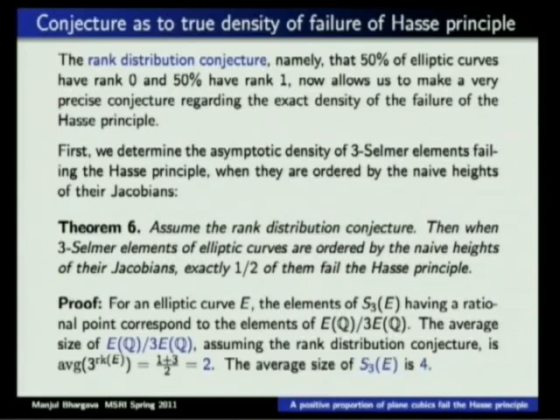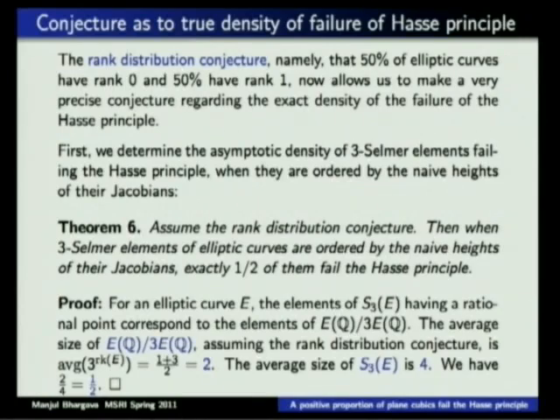On the other hand, we know that the average size of the 3-Selmer group is 4. Okay. And 2 divided by 4 is 1/2. Okay, so what that means is that 1/2 of all 3-Selmer elements fail the Hasse principle. That's what this is saying. So it's a 50-50 chance. If you pick a random 3-Selmer element of elliptic curves at bounded height, exactly half will fail the Hasse principle, half will have a rational point.